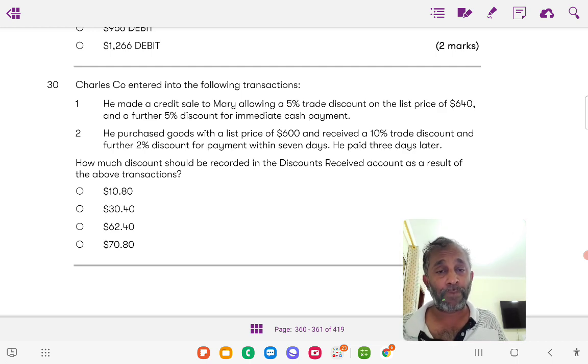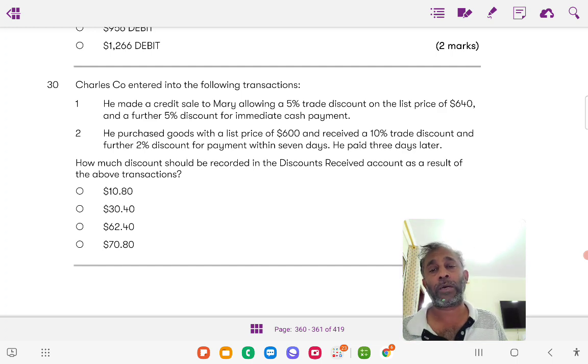Also, please remember, trade discount we don't take into account for double entry purposes. That is just to complete the invoice. So that information will not be reflected as part of double entry. However, cash discount is recorded only after completing the double entries, at the time of receiving the cash.